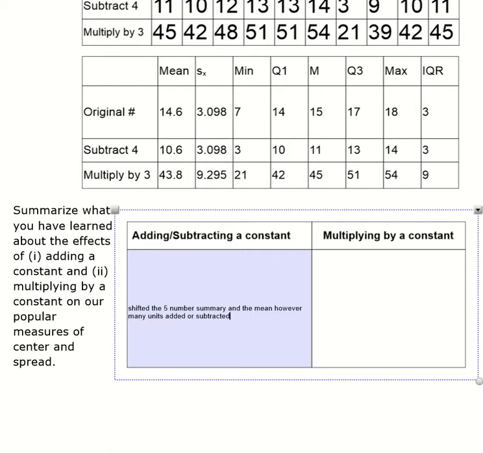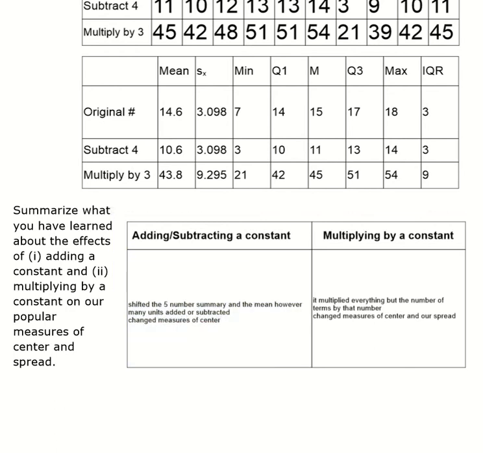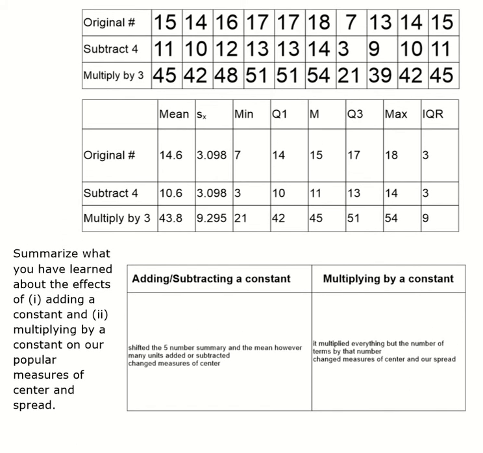Okay, but when we multiplied by a constant, it multiplied everything but the number of terms by that number. So it changed our measures of center and our spread. Whereas adding or subtracting a constant changed the measures of center, but not the spread. Alright, so that's some stuff to think about as you do this.